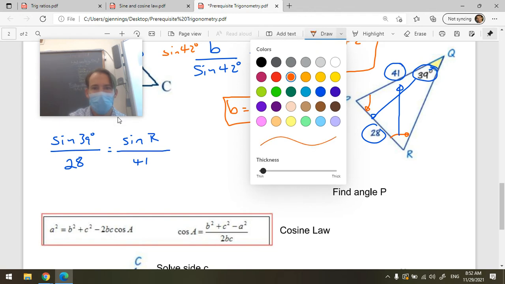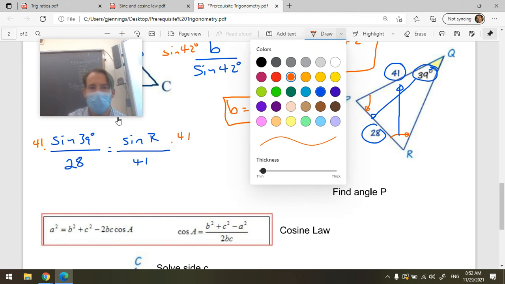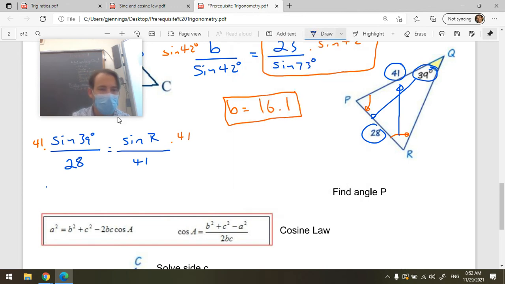Then we go ahead and do our inverse operations. Multiply both sides by 41. And that's going to give us what we want to punch on our calculator. Well, very nearly. 41 over 28. Actually, give me a little bit more space than that. Write this a little bit deeper into your page. Here, like this: 41 over 28 times sine 39 is equal to sine R.